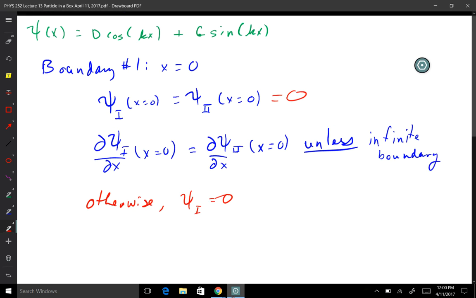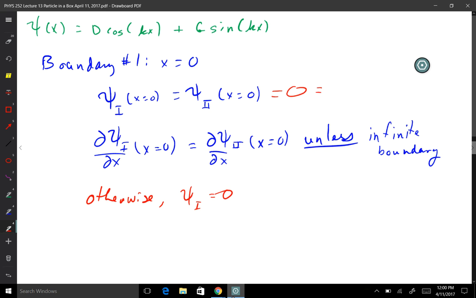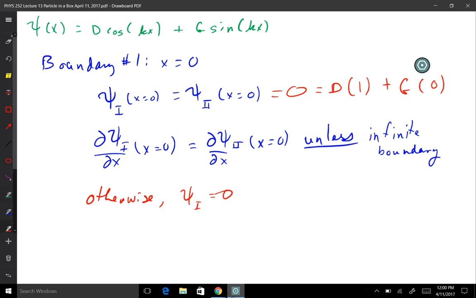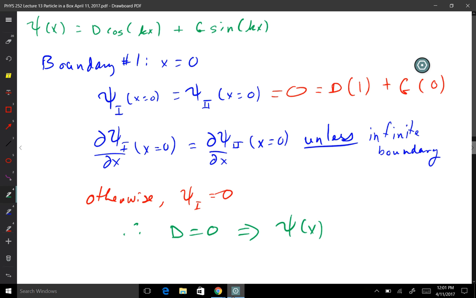So what's my function? I wrote it up at the top. What's cosine of 0? What's sine of 0? So I have 0 is equal to D, right? So this required D is equal to 0. So that's what I got from my first boundary condition. So now I can rewrite psi as just G sine of kx. It's getting simpler.